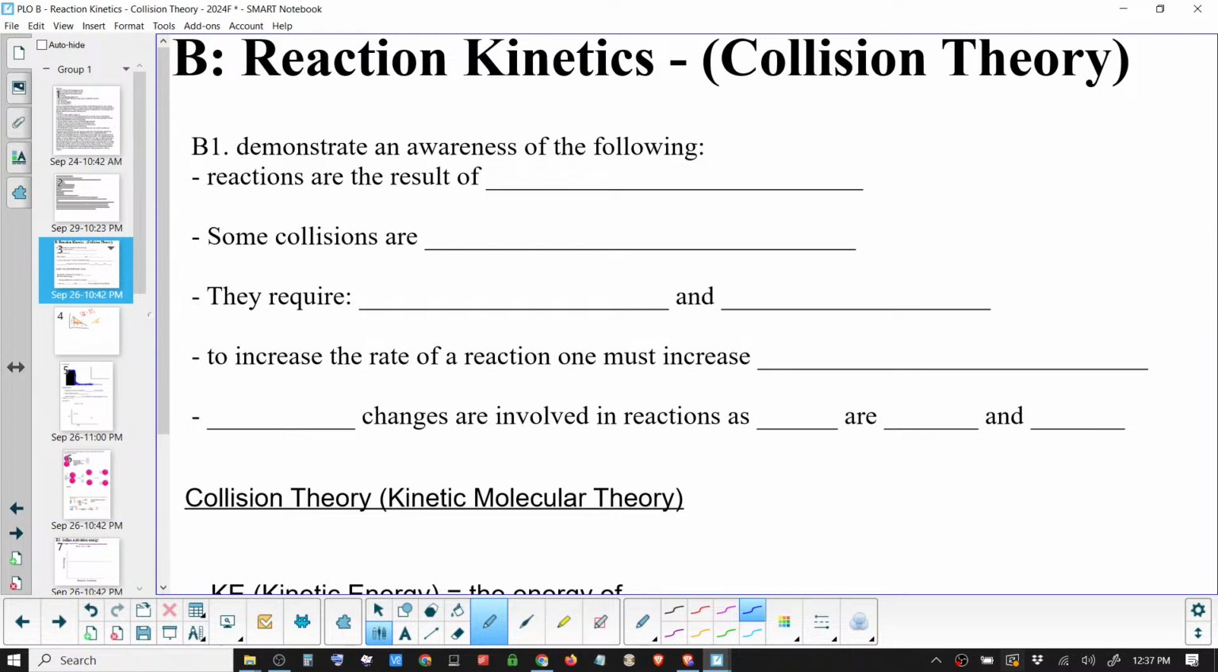Demonstrating awareness. You're all in chemistry 12. Demonstrate awareness of the following. What are reactions? How do reactions happen? Yeah. What's that called? Collisions. They're a result of collisions.